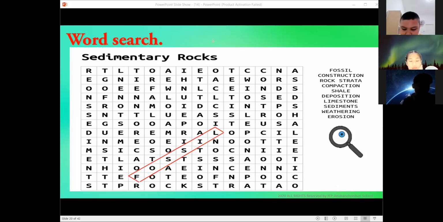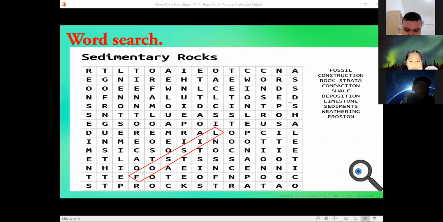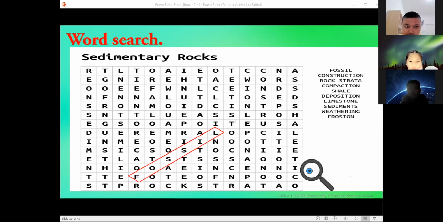All right. So we are now good to go. I gave you an example already. Who can find the word construction? Who can find it? Yes, Pirapong, go ahead. Construction.